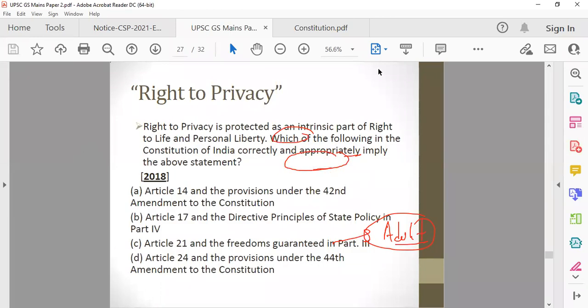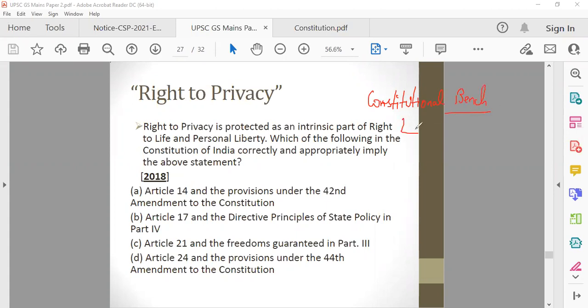Right to privacy, K.S. Puttaswamy judgment. Now, this was a constitutional bench which gave this judgment. The question here is, what is a constitutional bench? What is the basic meaning of constitutional bench? When five or more Supreme Court judges give a verdict, it is known as a constitutional bench. So it was a 9-judge bench, if I'm not wrong, which gave this right to privacy judgment, the K.S. Puttaswamy case. I have already given you the answer when we were discussing the previous question.